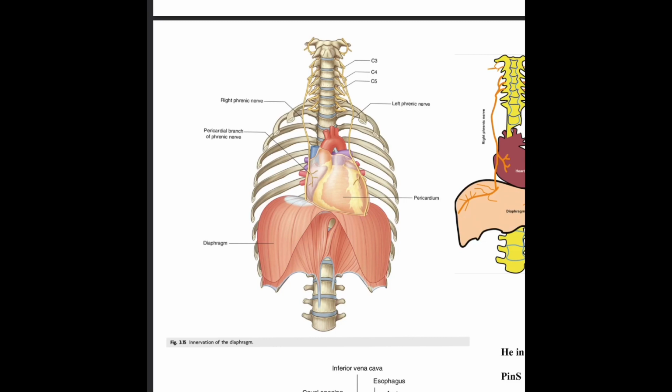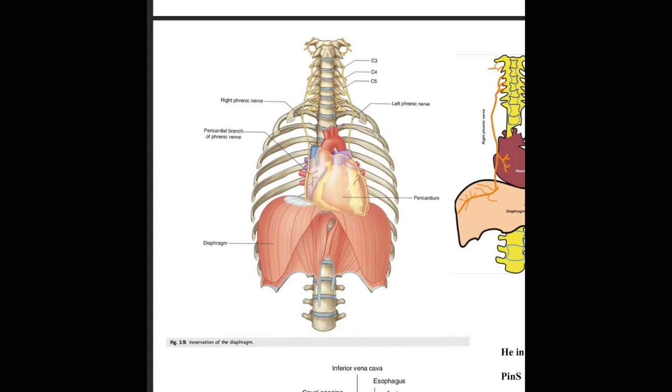The phrenic nerves are both motor and sensory. So the right phrenic nerve provides motor innervation to the right half of the diaphragm up to the right margin of the esophageal opening, and the left phrenic nerve provides motor innervation to the left half of the diaphragm up to the left margin of the esophageal opening. The phrenic nerves also provide sensory innervation.